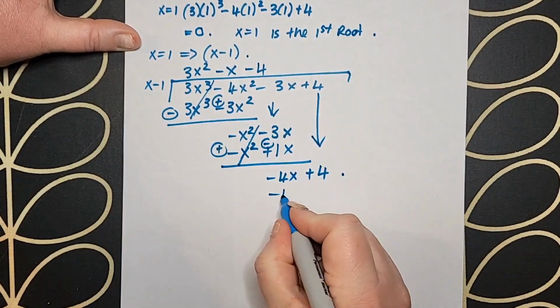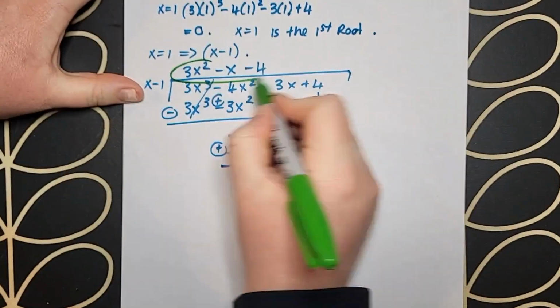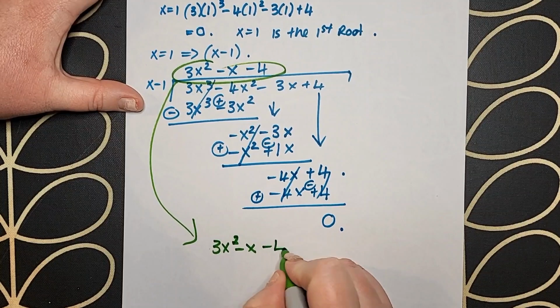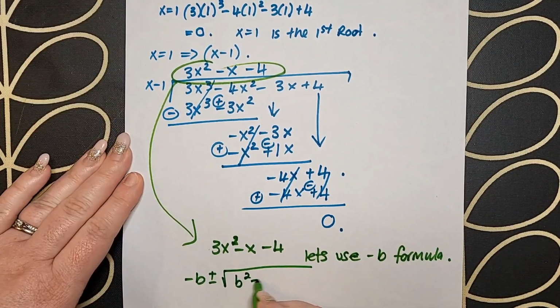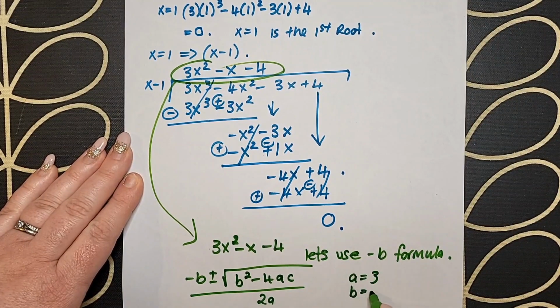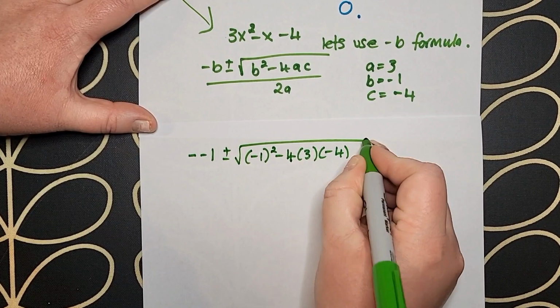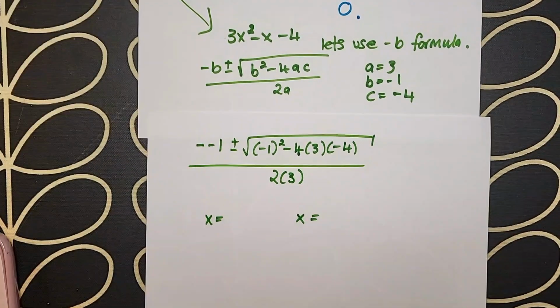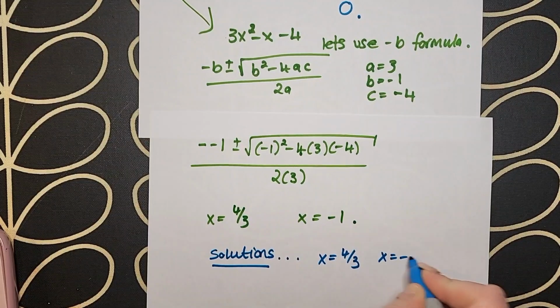Then we take that and we make it a factor, which is x minus 1, and we divide it in again. As I said, there's a video for that if you need some help. We take the quadratic on the top, which is 3x squared minus x minus 4. And in this case, we're going to use the minus b formula, just as a bit of variety, to solve for that quadratic. You can use either factorizing or the minus b formula here if they don't ask you for a specific method.